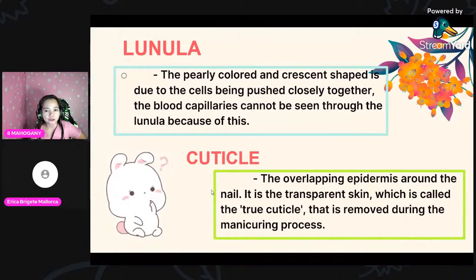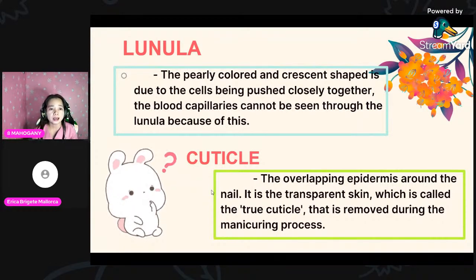So, cuticle, the overlapping epidermis around the nail, it is the transparent skin. So, nakikita po natin yan sa part ng skin natin, yung transparent skin, yun po yung cuticle. Mostly, pag gumagawa po kayo ng nail activity, tinatanggal po yan. Okay po? Di ba, napapansin nyo, tinatanggal po yan ng mga nagmamanicure sa mga kamay ninyo. Okay, sa parents ninyo, so makikita nyo agad kung ano yung cuticle. Okay po?